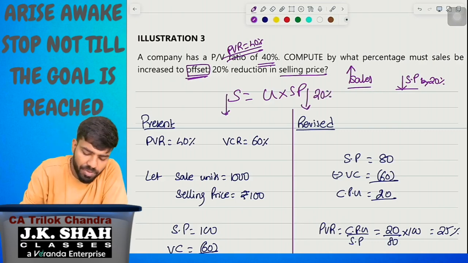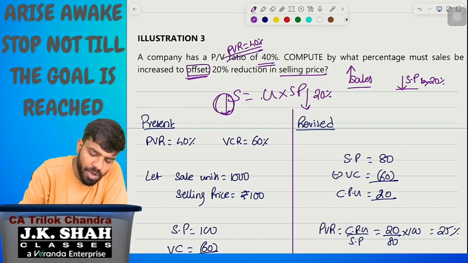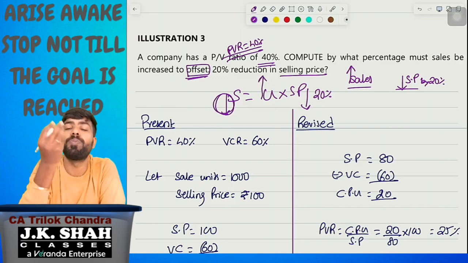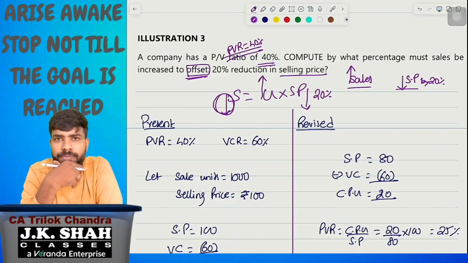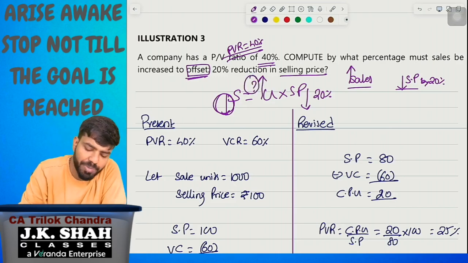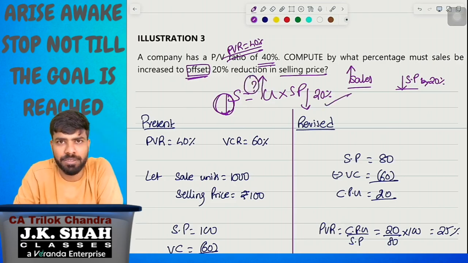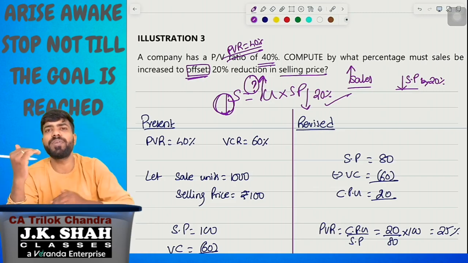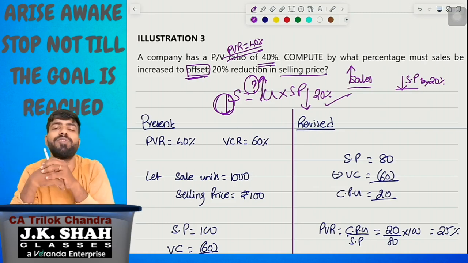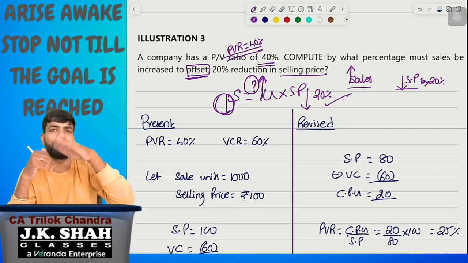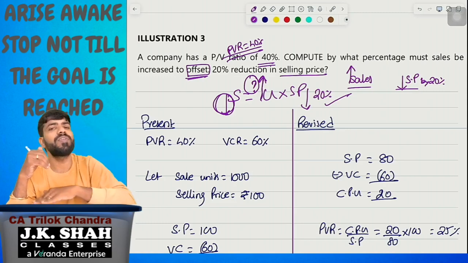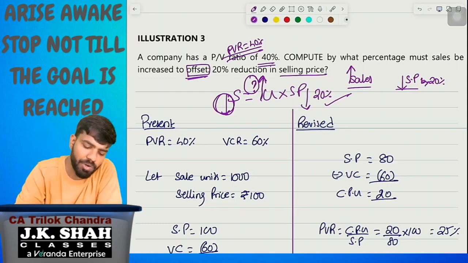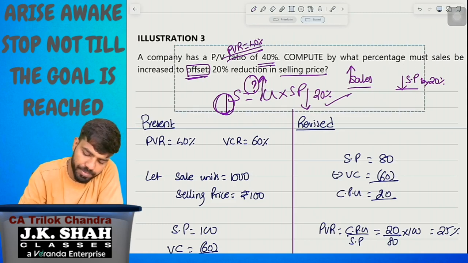Now what they are asking: to offset this reduction, what should be the increase in sales volume, or sales units? They have given a percentage, 20% is the decrease. Now they are asking what should be the increase percentage in units so that it can offset each other. The reduction in sale price will be offset by the increase in sale units, so that the sales will remain the same, so that the profit will remain the same. Okay, now look at here.